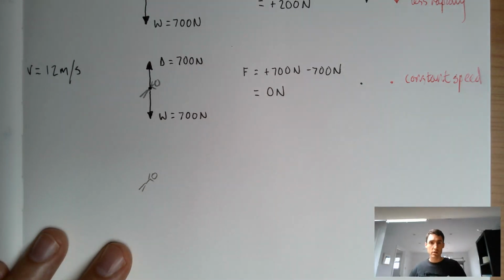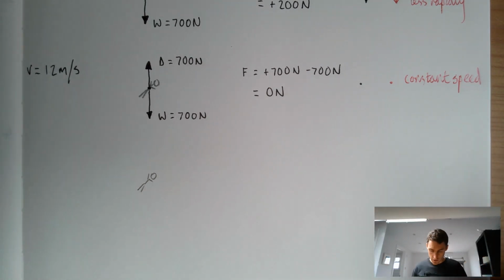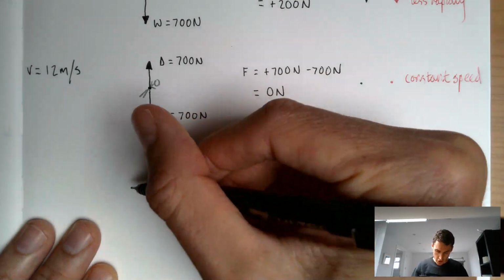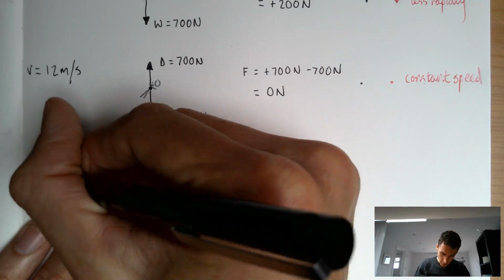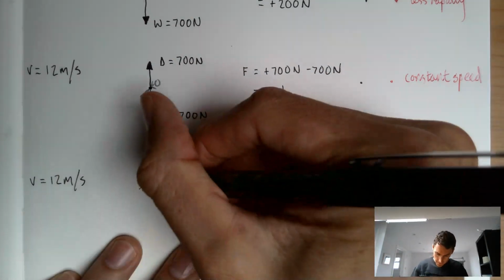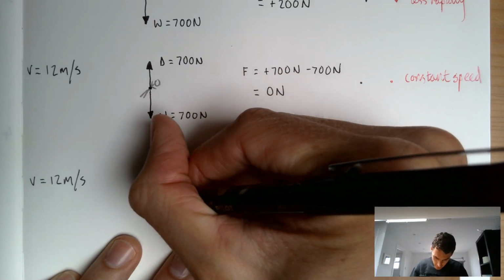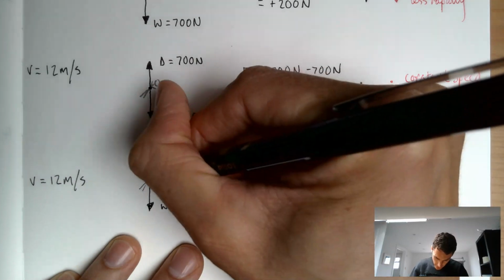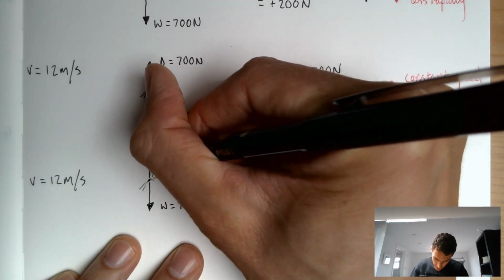and ask students, firstly, what do you think the velocity is going to be? And secondly, what forces are acting? So hopefully they should recognise that the velocity is still going to be 12 meters per second if we're using our made up numbers, and the forces acting should still be our weight of 700 and our drag 700.